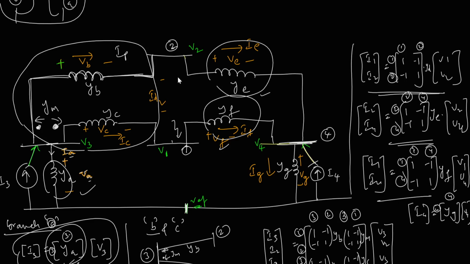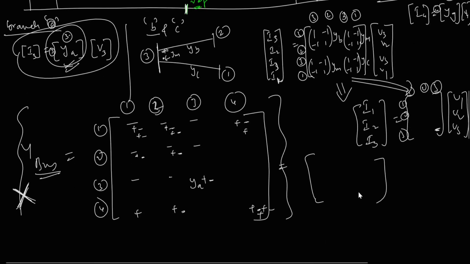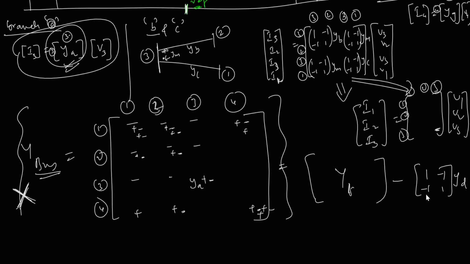Simply you write down the building block for the D branch. Where is that? D is between 1 and 2, so this is 1 and 2. You write down the building block for this D branch, and you have to subtract this small submatrix building block, 1 minus 1, minus 1 1, into YD, from the existing Y bus of the system to get the new Y bus.